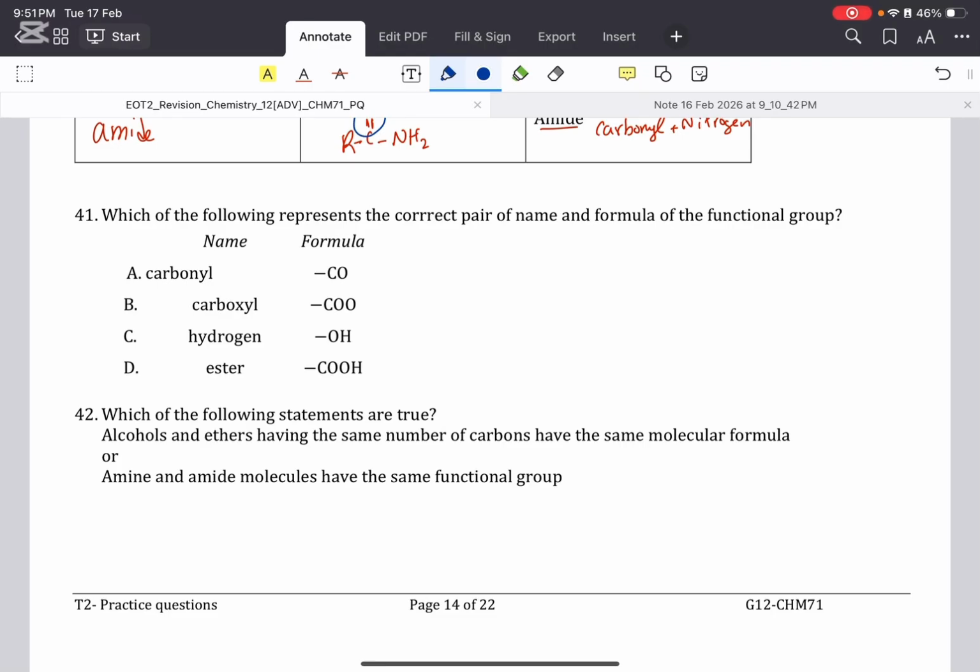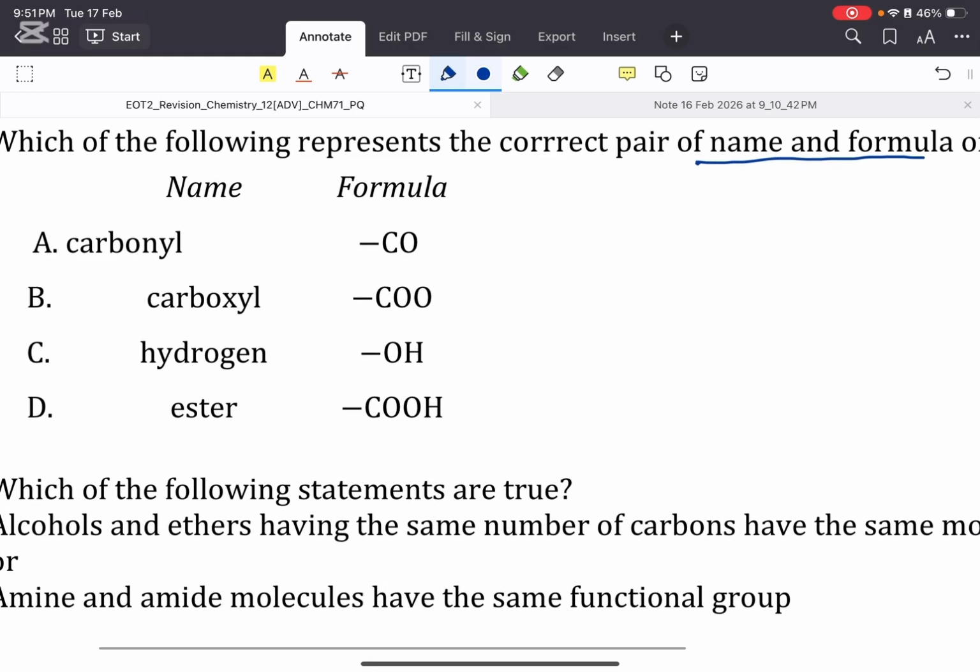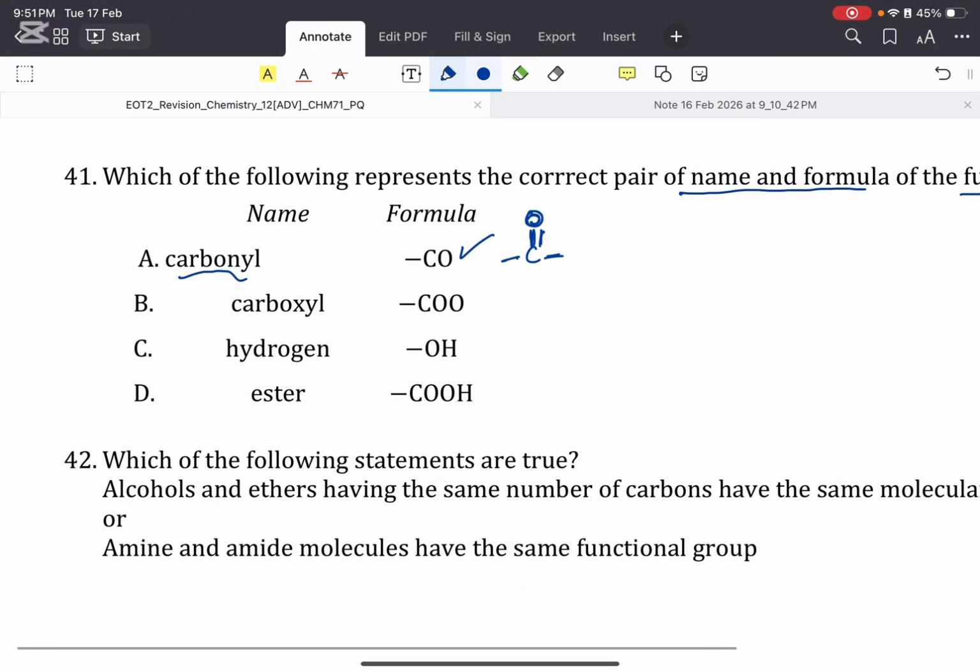Which of the following represents the correct pair of name and formula of the functional group? You must not get confused between the name of the compound and the functional group. So let's see. A carbonyl. A carbonyl is a C double bond O. Since there are no hydrogens on the C, it means a carbonyl could be represented like this, CO or C=O, by showing the bonds. So that's the name and that's the formula.